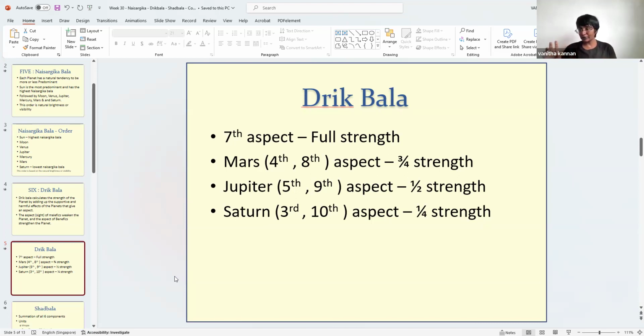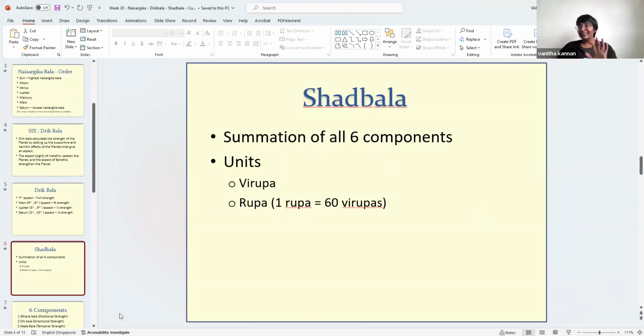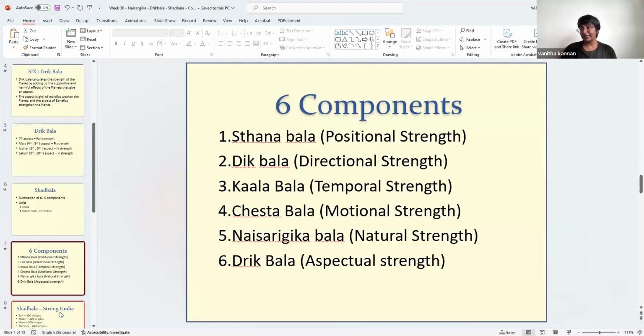Till now, any doubt? No. Okay, that's totally awesome. Now we'll be concluding the Shadbala. The Shadbala is the summation of all 6 components. Then you ask me, what are the 6 components here? Sthana Bala, that is your positional strength, which also has sub-components. We already saw those 5 different types of sub-components.